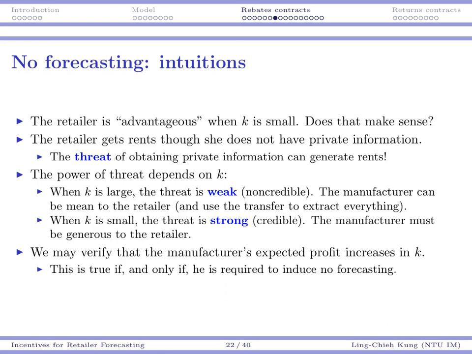Finally, we may verify that the manufacturer's expected profit is increasing in K, and this is obviously intuitive. I require myself to induce the retailer not to do forecasting. That can be done more easily if K is large. So when K is large, I am in a better situation and can earn more money in expectation. So that's the end of the analysis of rebate contracts when the manufacturer wants to induce no forecasting.